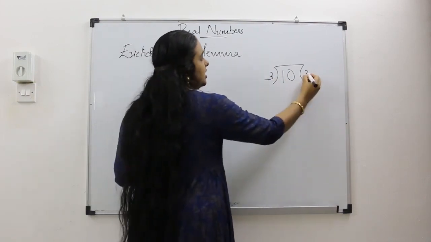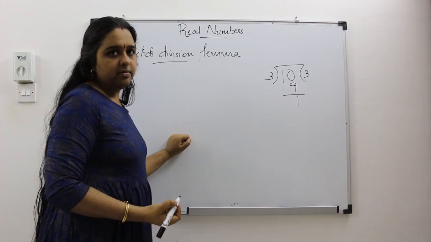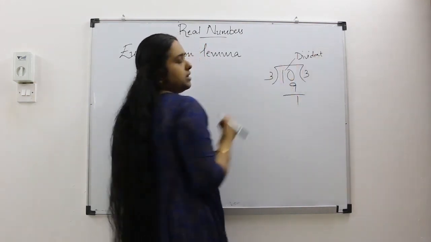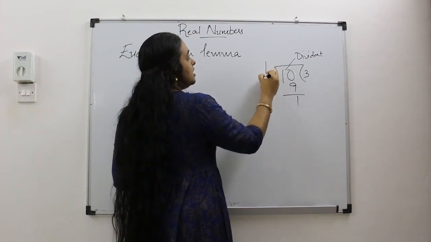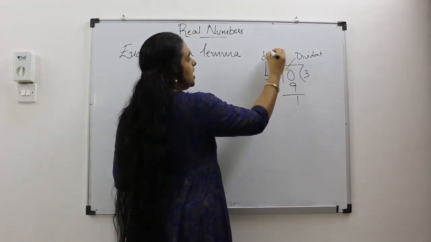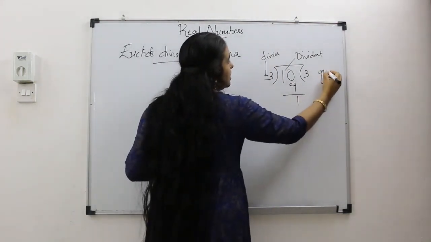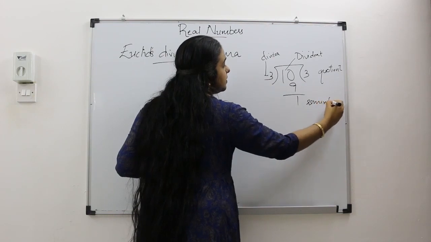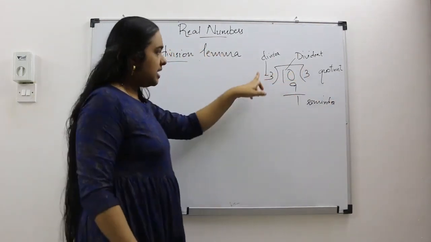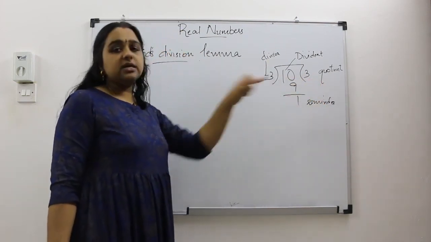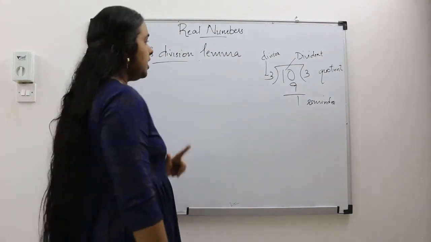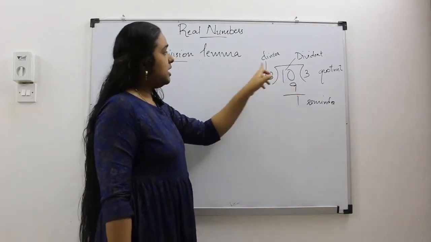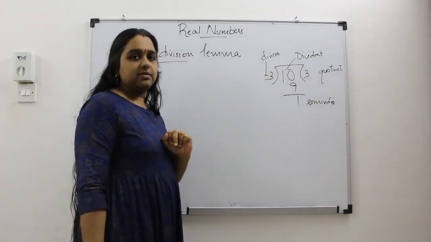What will we get? 3 times 3 is 9, we will get a remainder 1. Right? We know that here 10 is the dividend, 3 is the divisor, here 3 is the quotient and 1 is the remainder. That's clear? So, from this form, we know that dividend equals divisor into quotient plus remainder. Am I right?